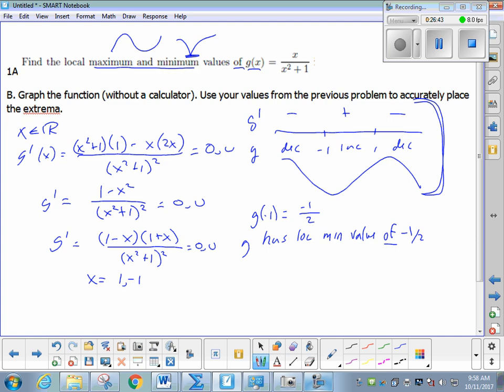I'm a cover my tush kind of guy. And so I also parenthetically say at x equal -1. I know they didn't ask for where does it occur. Sometimes they do. So I'm just making sure. So local min value of -1/2, which occurs at x equal -1, because g prime changes from negative to positive.